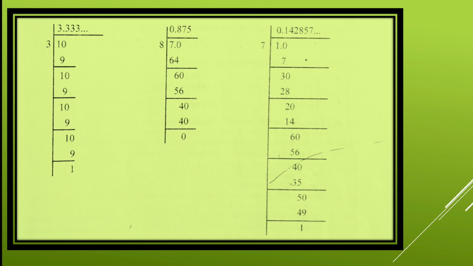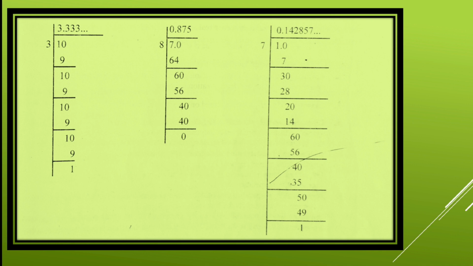So the answer of 10 by 3 is 3.333, and then dot dot dot, which means it is not ending. So you can write here 3.3 bar. The number which is repeating, we can place a bar on it. So 3.3 bar you can write.